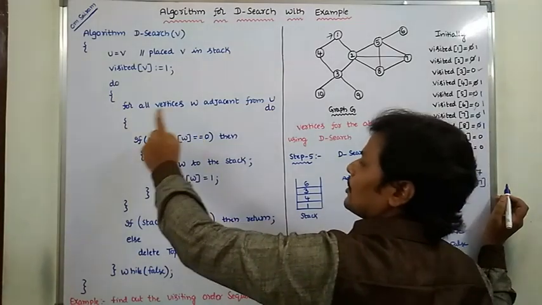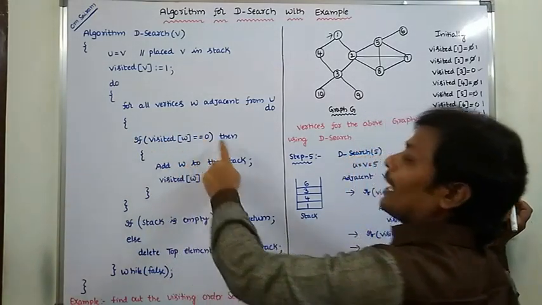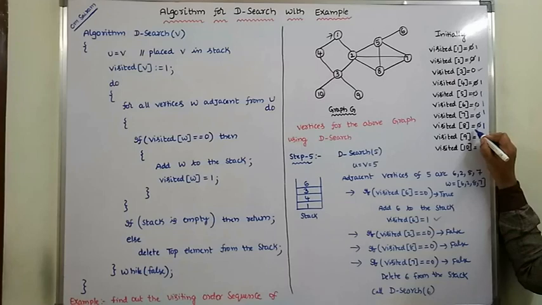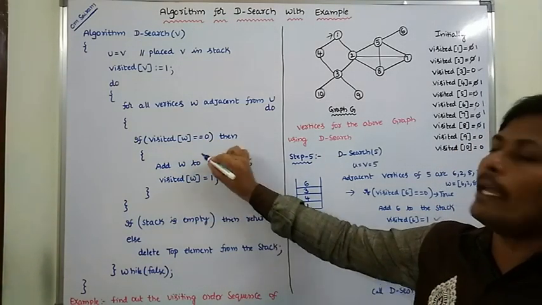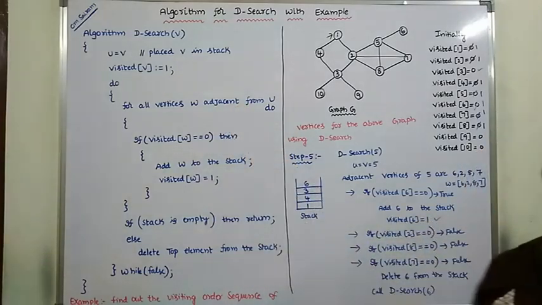So this condition is true. Brace begin. If visited of 8 is equal to 0, so this is also false. So the control does not go to the if block. Again control goes to the for loop.